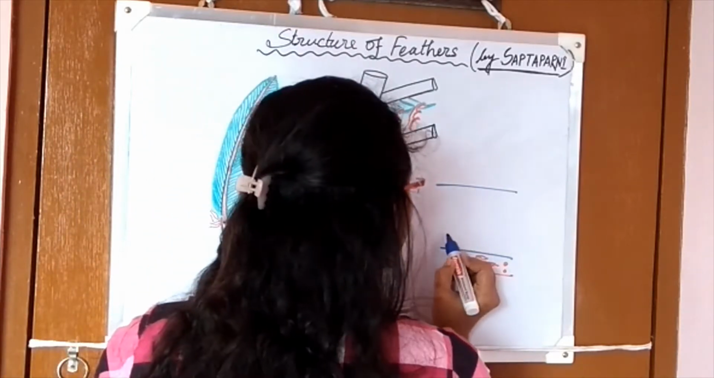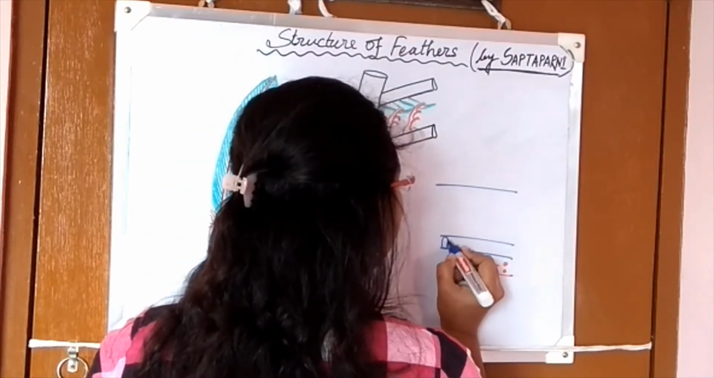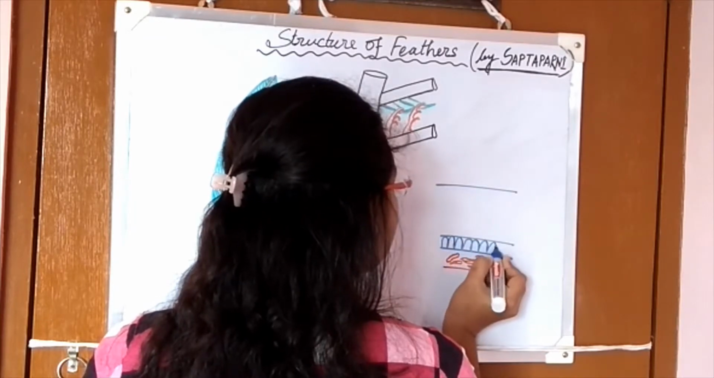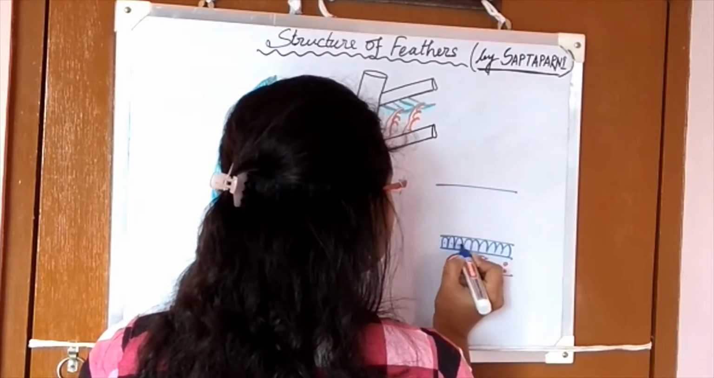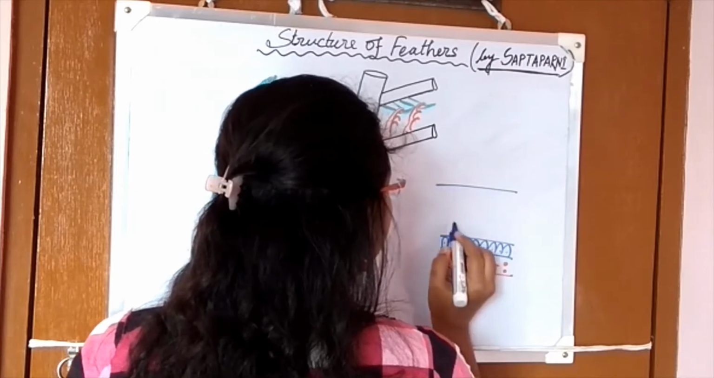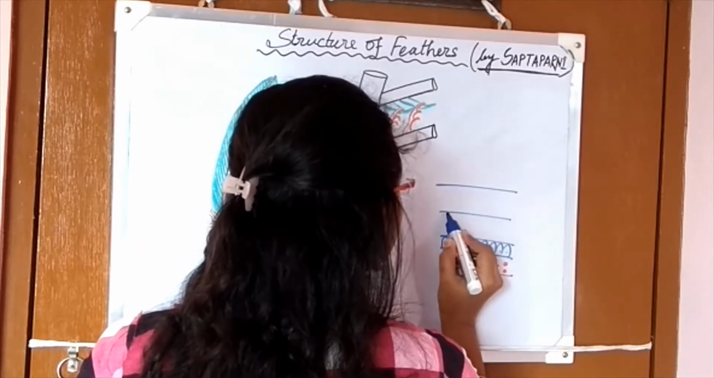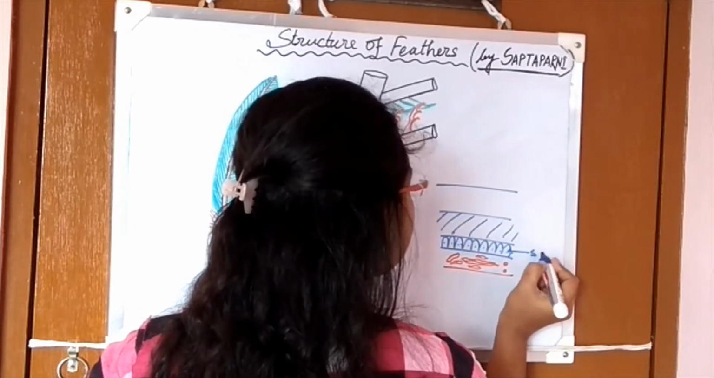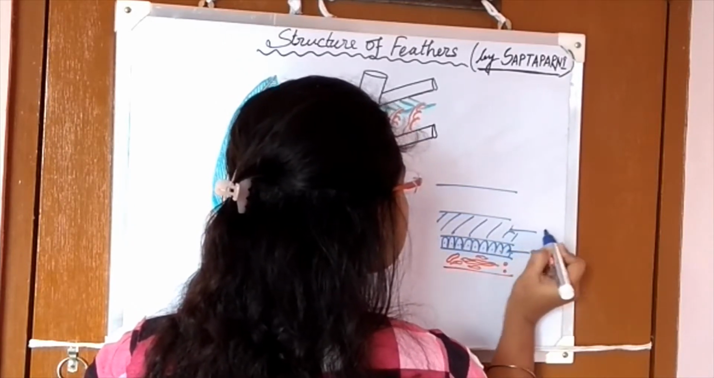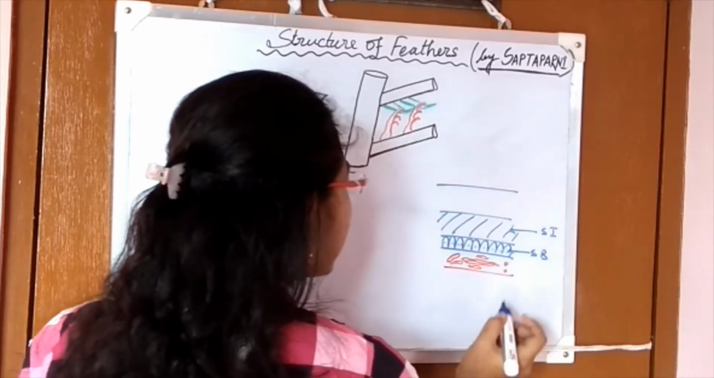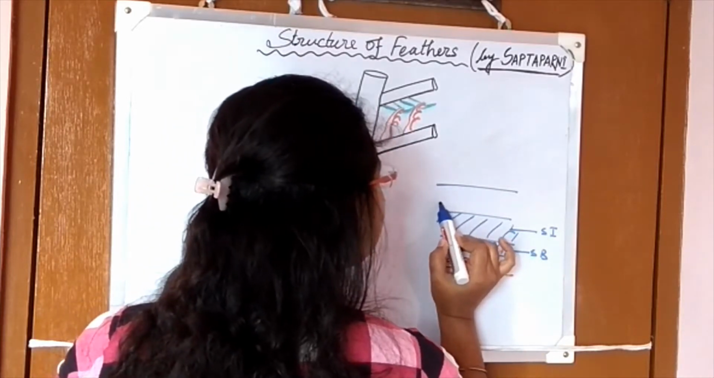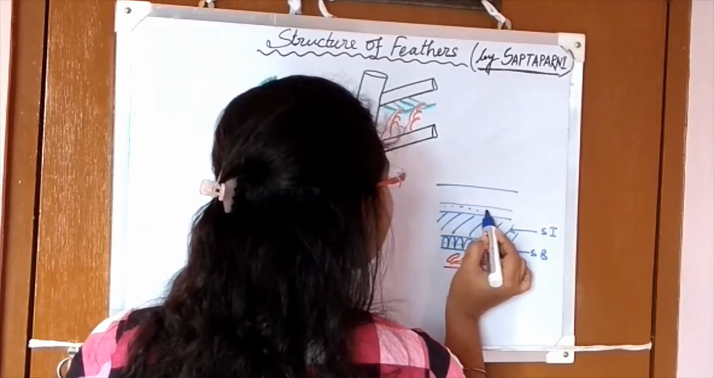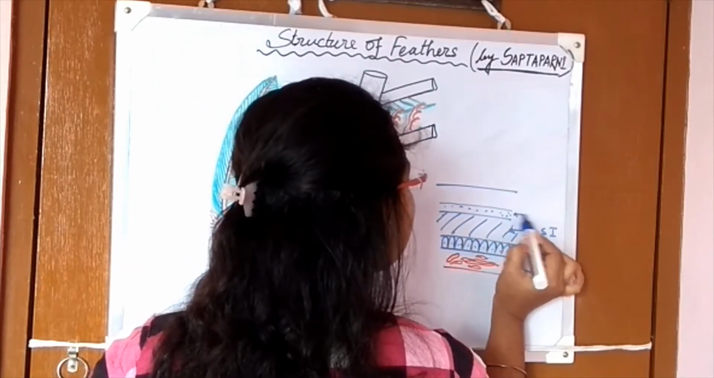I have already told that the lower layer is the stratum basal. Think this is the stratum basal layer. After that, there is a layer known as stratum intermedium. So this is the stratum basal, SB. This is the stratum intermedium or SI. Then there is a layer known as the transition layer. Okay, this is the transition layer.